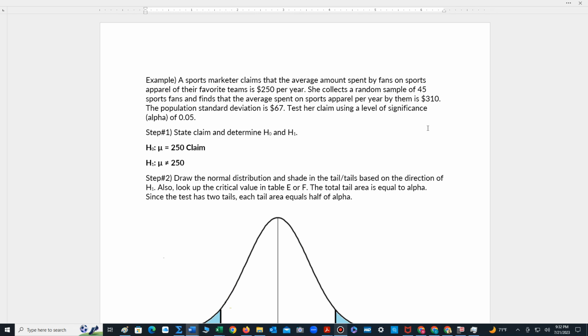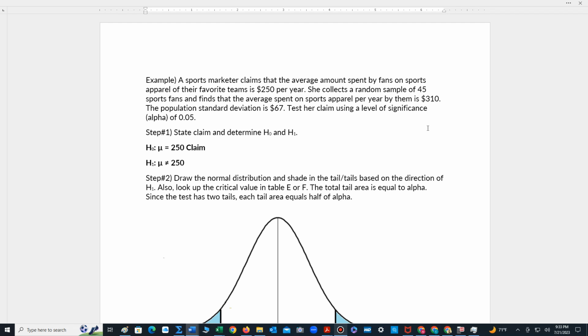So it states a sports marketer claims that the average amount spent by fans on sports apparel of their favorite teams is $250 per year. She collects a random sample of 45 sports fans and finds that the average spent on sports apparel per year is $310. Population standard deviation is $67. Test her claim using a level of significance, that's alpha, of 0.05.